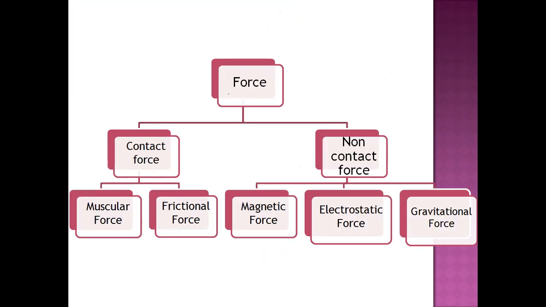So let us just see what we have learned today. We have learnt about the effects of force, children. We have already learnt in the previous class. Today we have learned that force can also change the shape of an object or the size of an object. We have learned that force can be divided into two types, one is the contact force, and the other one is the non-contact force. Again, contact force can be divided into two types, muscular force and frictional force. Non-contact force can be divided into three types, magnetic force, electrostatic force, and gravitational force.